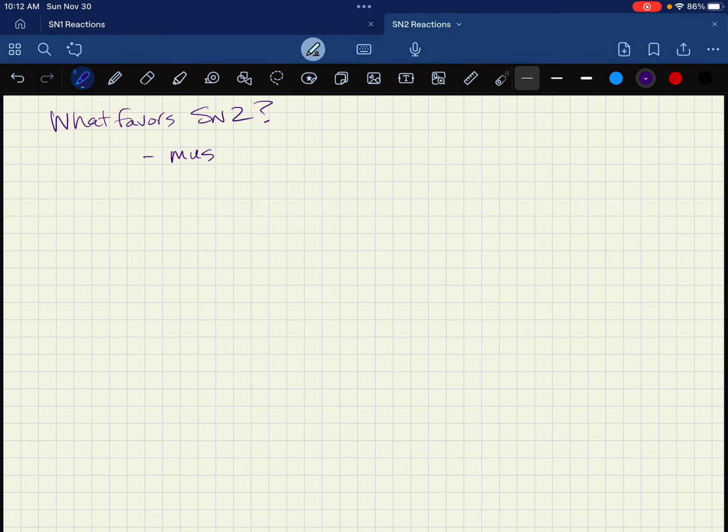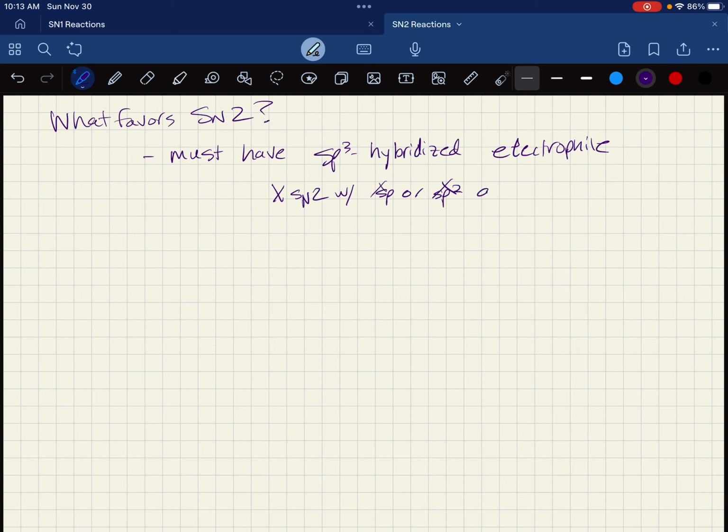So we must have an sp3 hybridized electrophile. That means we're not going to do SN2 with any sort of sp or sp2 hybridized atom. So we can't do an SN2 on an alkene, on an aromatic ring, or on an alkyne. It has to be an sp3 hybridized atom.